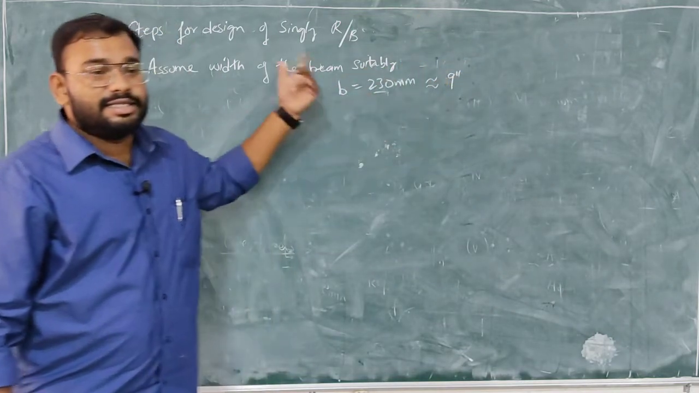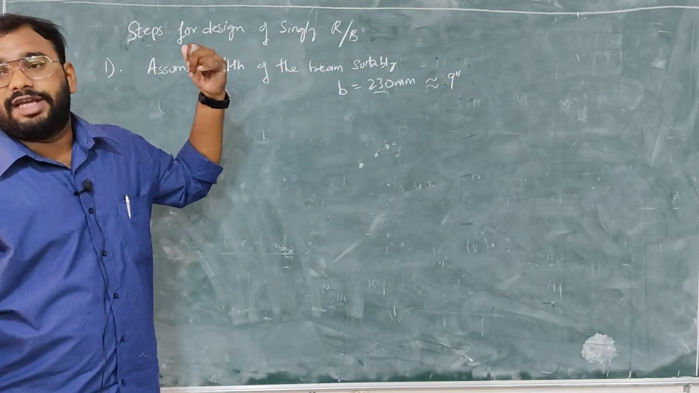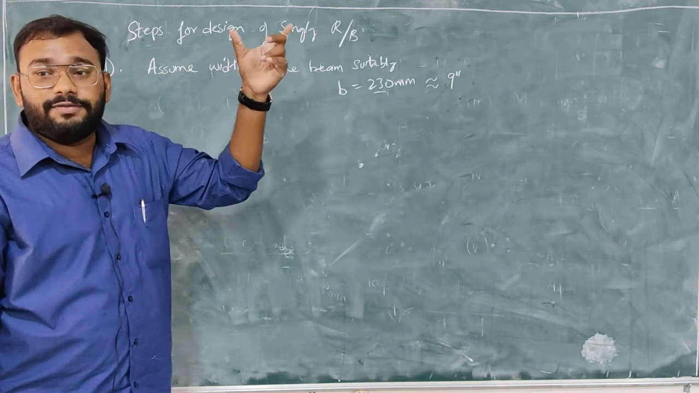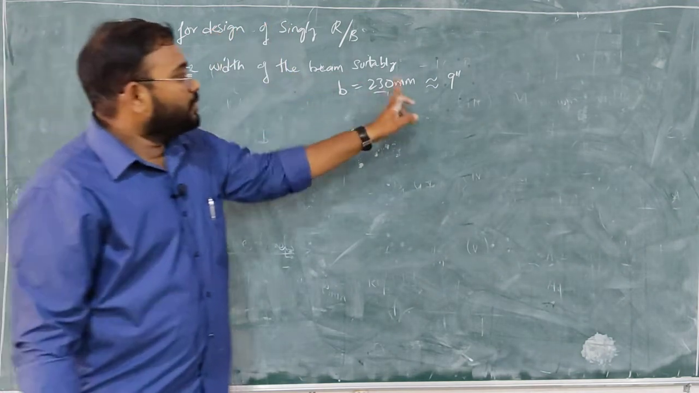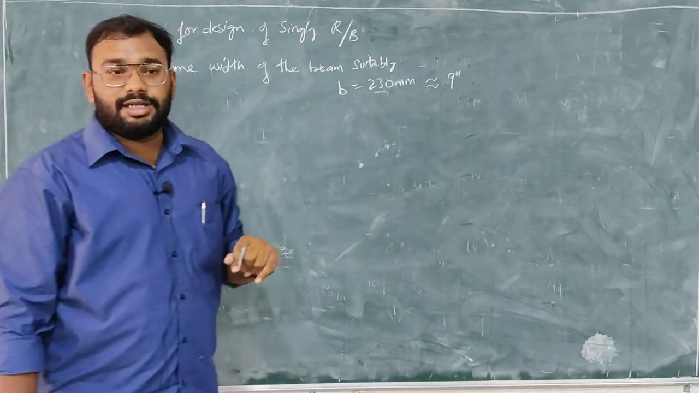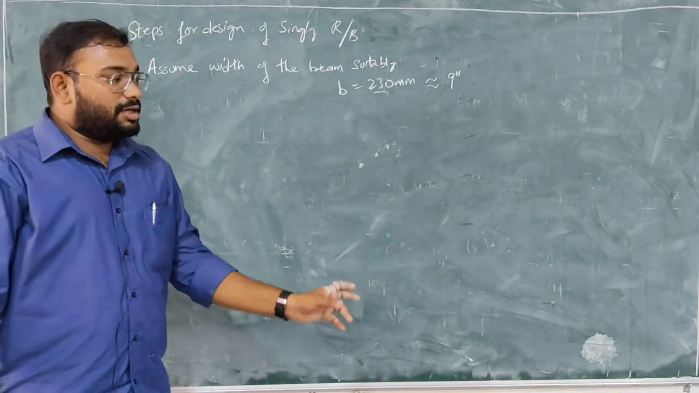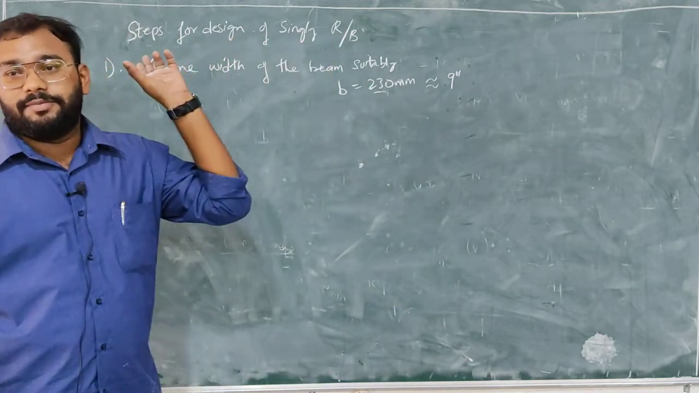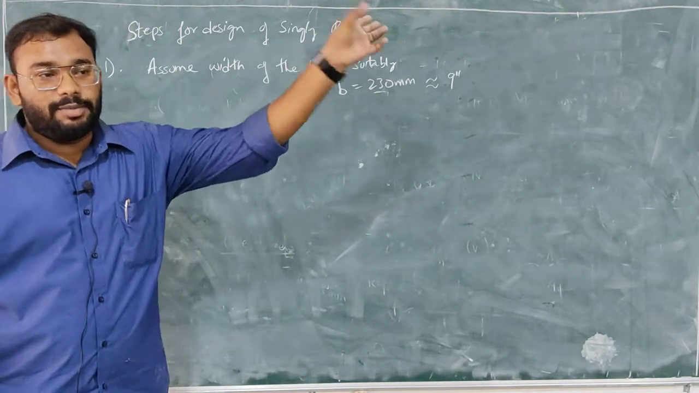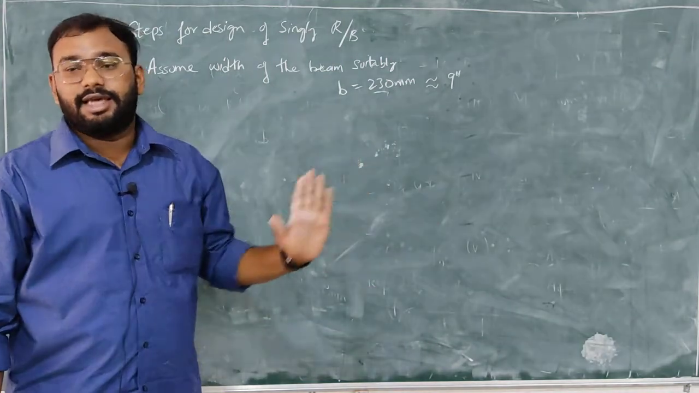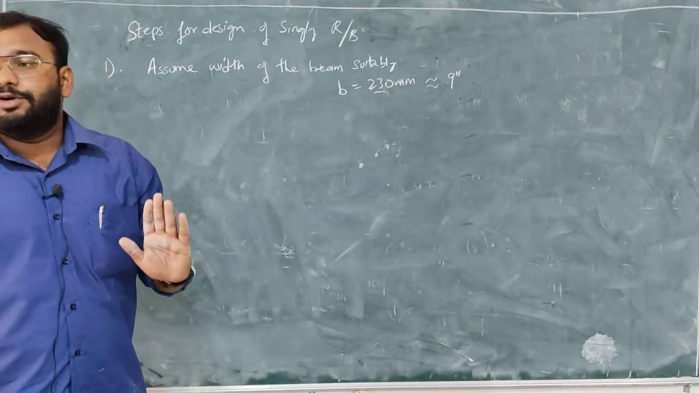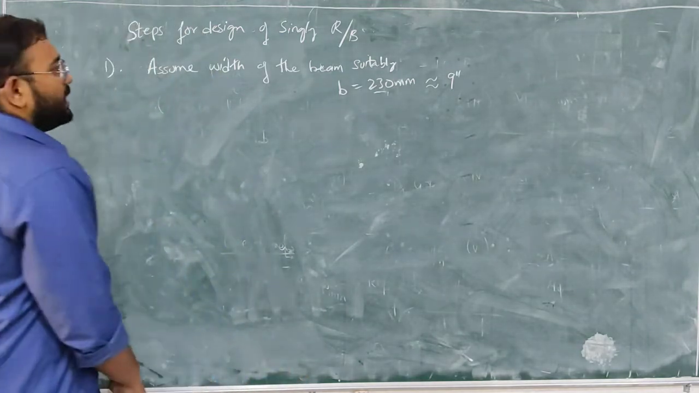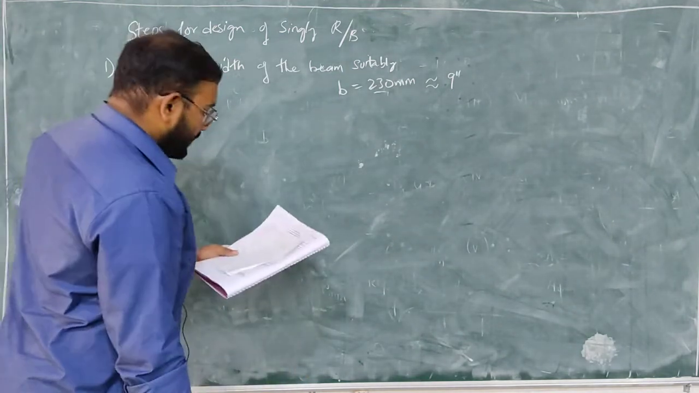If you take 6 inches, which is also equal to 150 mm, that is not advisable because a beam should have a minimum width of 200 mm. So 230 mm is the least dimension. And also, the column which is of 9 inches will get flushed into the beam. The width of column and width of beam will be the same, so that the aesthetic view is good. So, assuming the width of the beam suitably.